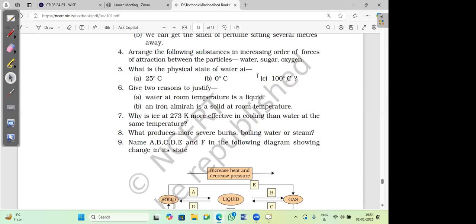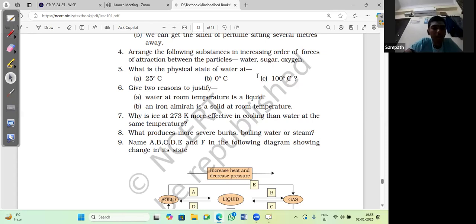Why is ice at 273 Kelvin more effective in cooling than water at the same temperature? Sir, because water at the same temperature has more latent heat. That's why it is not effective in cooling. Whereas ice has least energy, so it is effective in cooling.